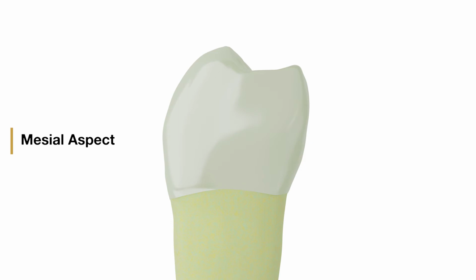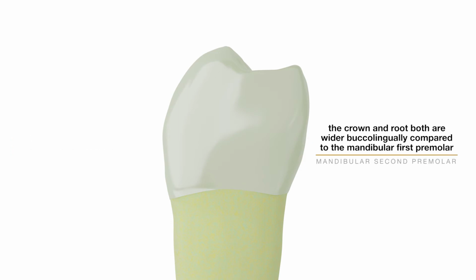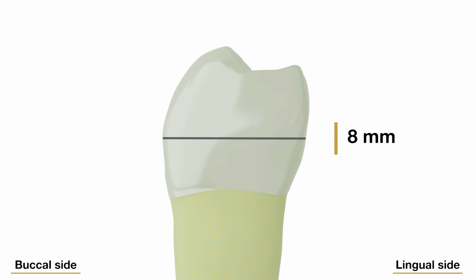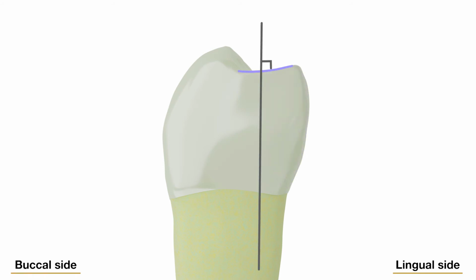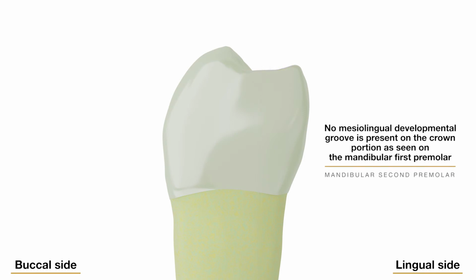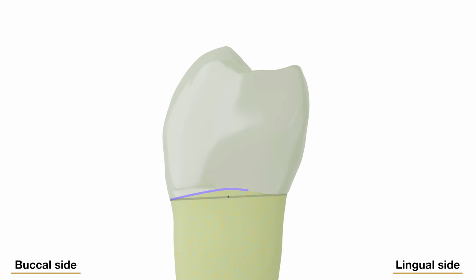From this aspect, the crown and tooth both are wider buccolingually compared to the mandibular first premolar. The buccolingual width of the crown at its widest region is 8 mm and the buccolingual width of the crown at the cervix is 7 mm. The lingual lobe is more developed compared to the mandibular first premolar and the marginal ridge is at right angles to the long axis of the tooth. No mesiolingual developmental groove is present on the crown portion as seen on the mandibular first premolar, and curvature of the cervical line representing the cemento-enamel junction is 1 mm.